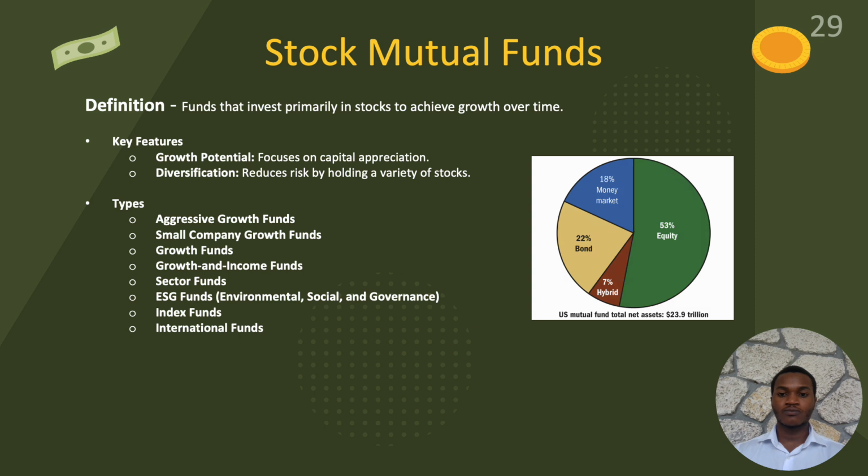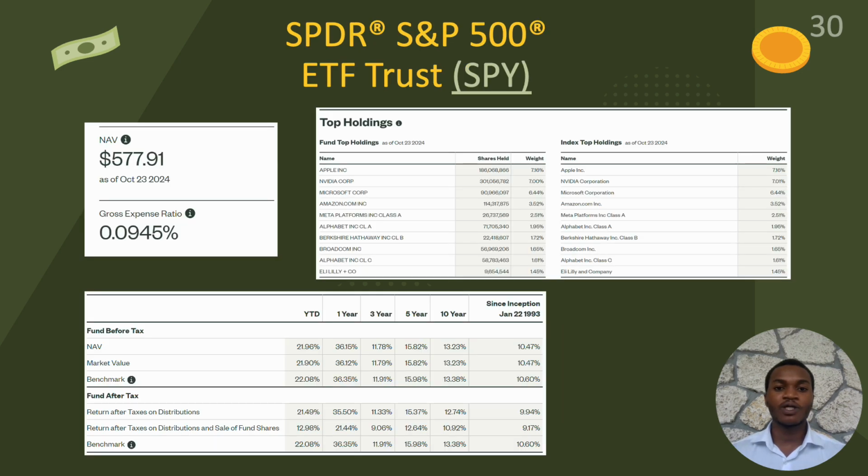A hybrid between a mutual fund and an individually traded stock or bond would be an exchange traded fund, or an ETF, and the most popular one would be the SPDR S&P 500 ETF, and they seek to provide investment results that mirror the price and yield performance of the S&P 500 index before expenses. So if you look at the top left, you can see the net asset value as of October 23rd and the expense ratio of the fund.